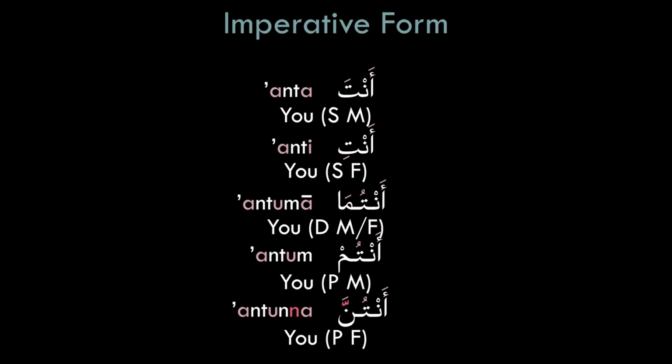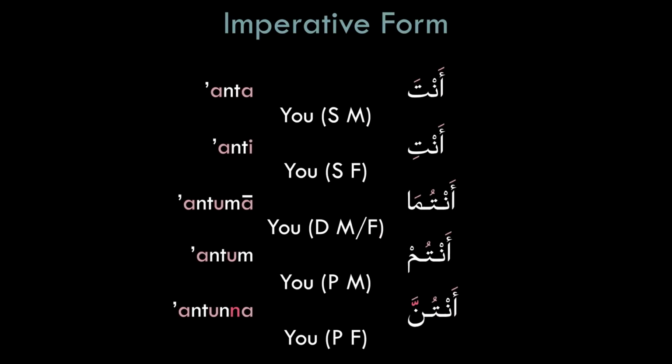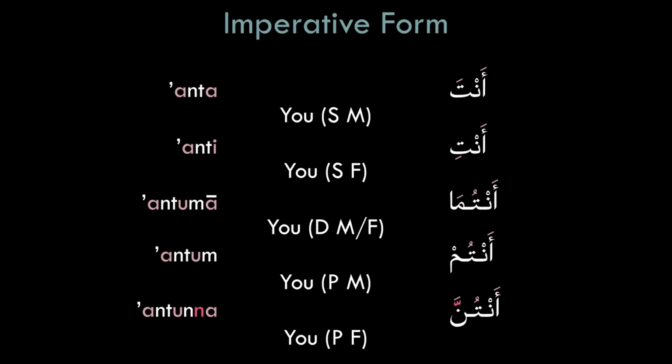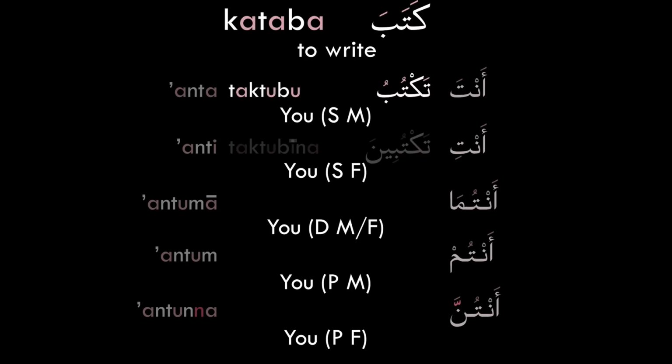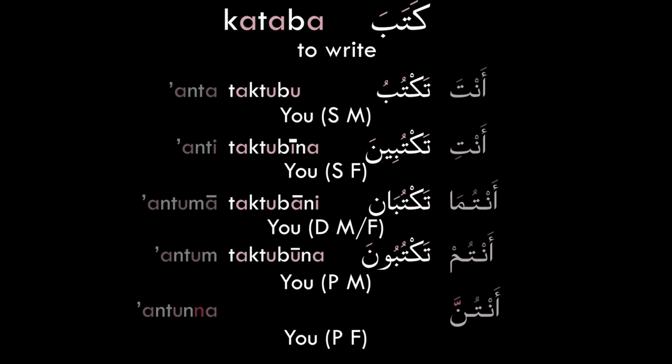The first step, we take the verb that we want to conjugate in the command form and we conjugate it first in the present tense in all forms of you. For example, the verb kataba. We say tektubu, tektubin, tektuban, tektubun, and tektubna.